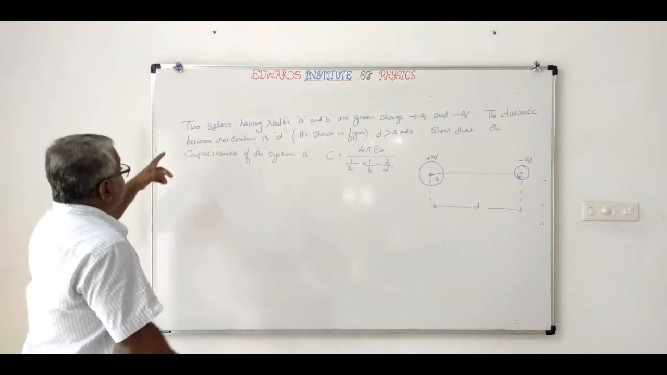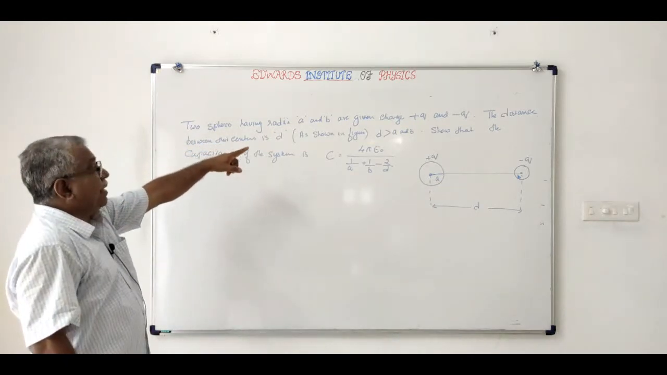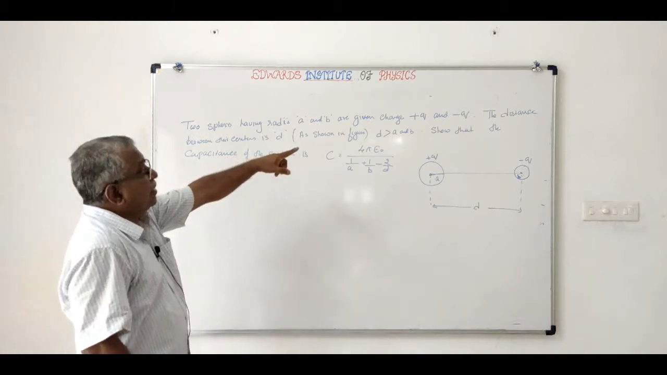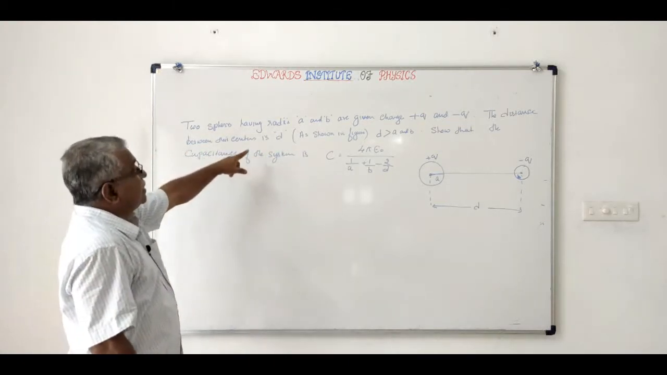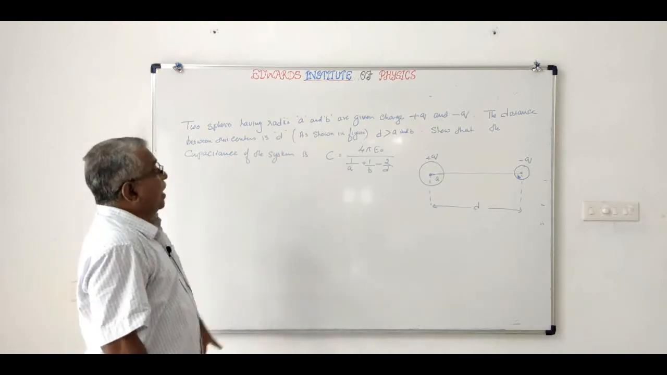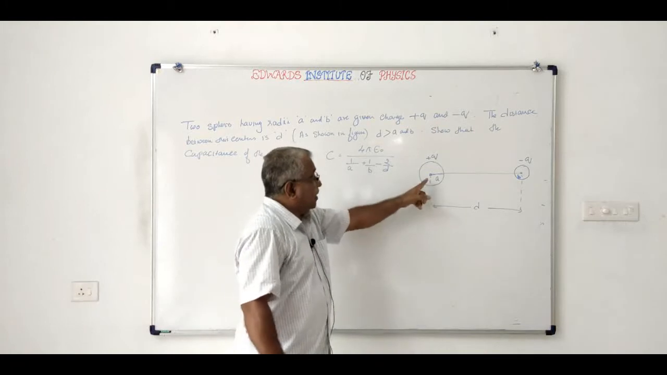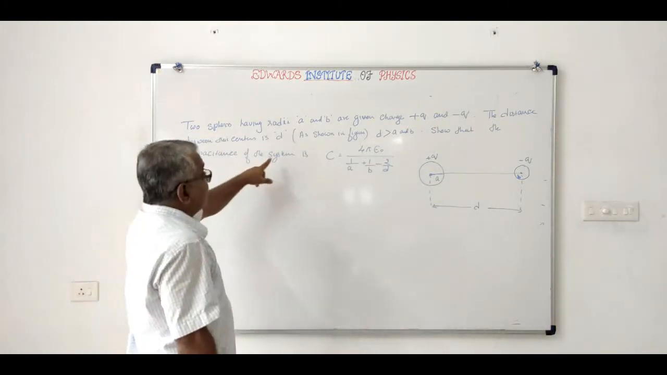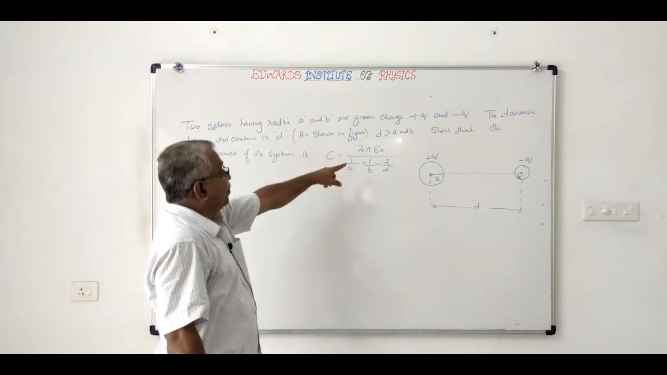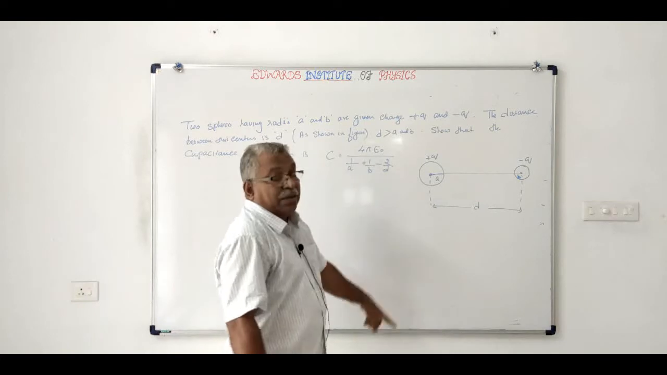Let us look into this problem. Two spheres having radii A and B are given charge plus q and minus q. The distance between the centers is d as shown in the figure, and d is very much larger than A and B. When compared to A and B, d is larger. Show that the capacitance of the system is C equals 4 pi epsilon 0 times 1 by A plus 1 by B minus 2 by d.